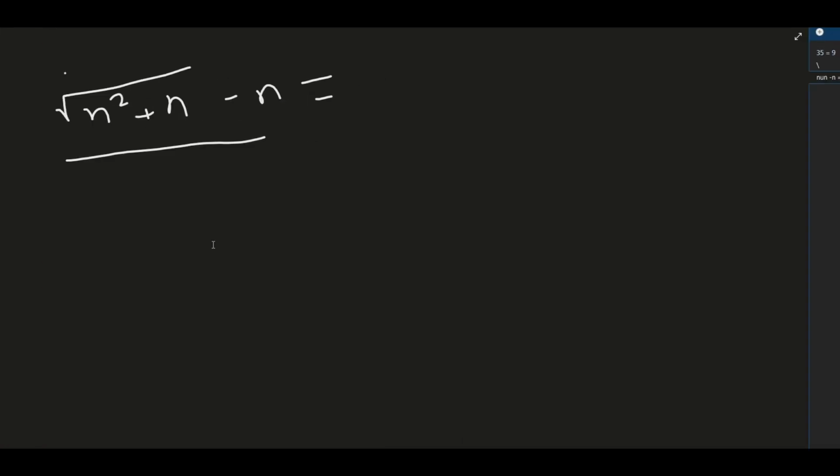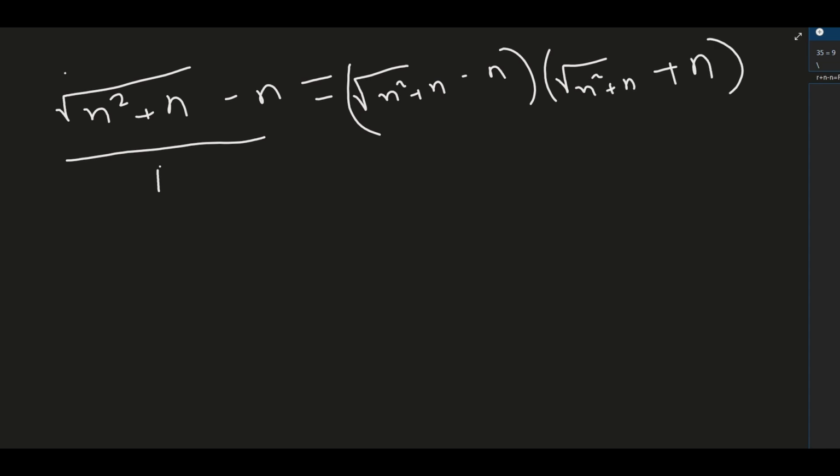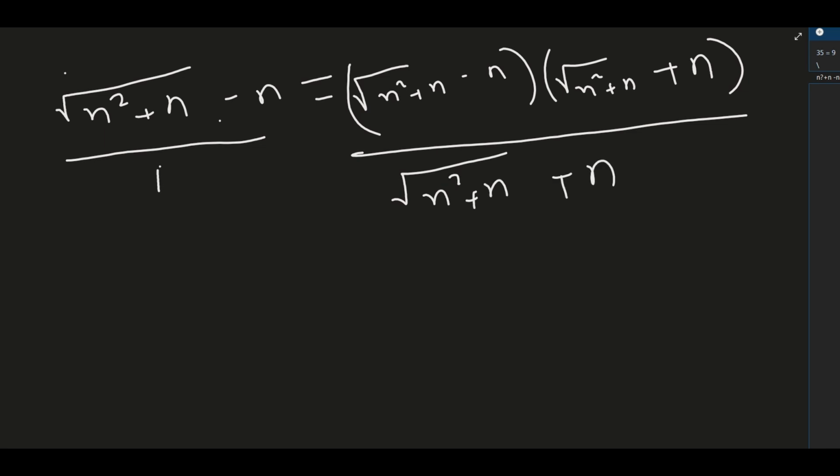So this is the expression. And now remember that this expression is actually a fraction, so as usual, it's over 1. So you multiply the numerator and denominator by the conjugate. The numerator originally is square root of n squared plus n minus n. And you multiply by its conjugate, which is square root of n squared plus n plus n, because here was negative, so here has to be positive. Over square root of n squared plus n plus n.